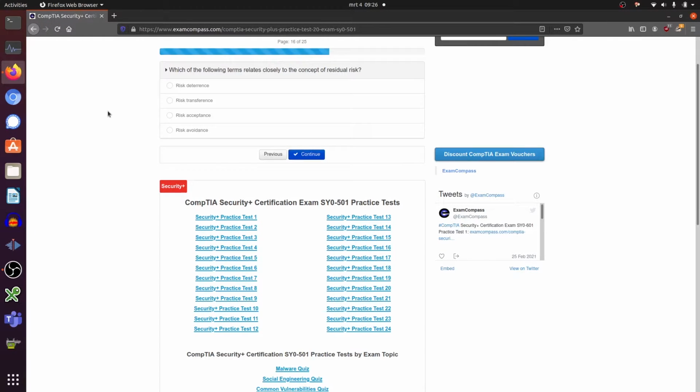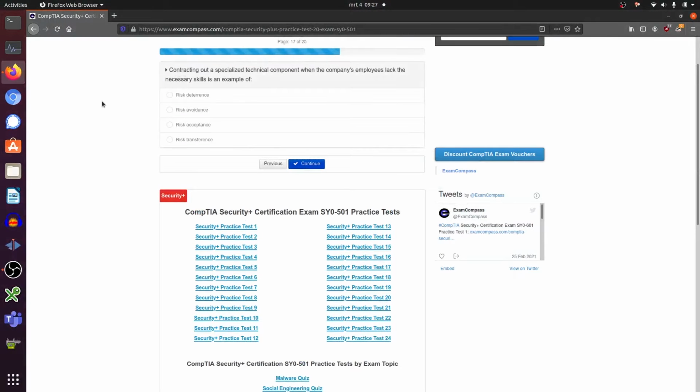Which of the following terms refers closely to the concept of residual risk? Residual risk. That's called risk acceptance. Continue. Contracting out a specialized technical component when the company's employees lack the necessary skills is an example of risk transference.